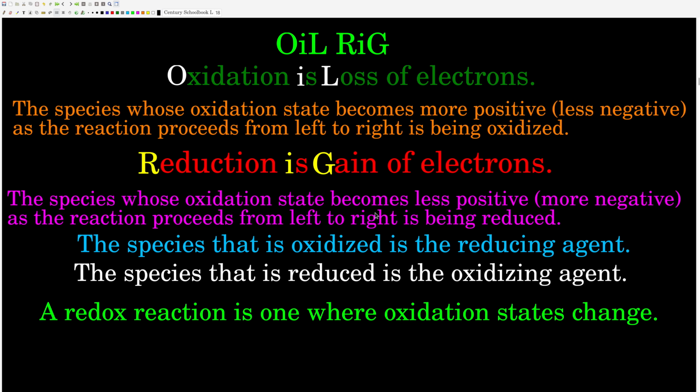Now, if it wasn't confusing enough already, we have agents. So whatever is being oxidized we call the reducing agent.